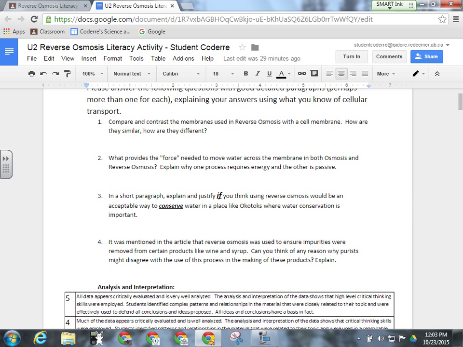Okay, one process requires energy, the other's passive. Well, we know that osmosis is passive because we've gone over that already. Okay, and osmosis happens because there's a difference in what?